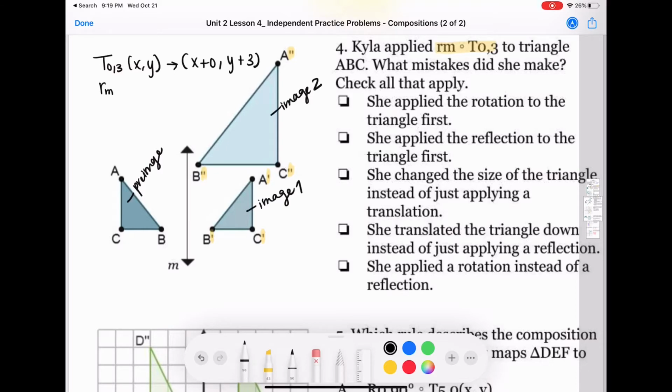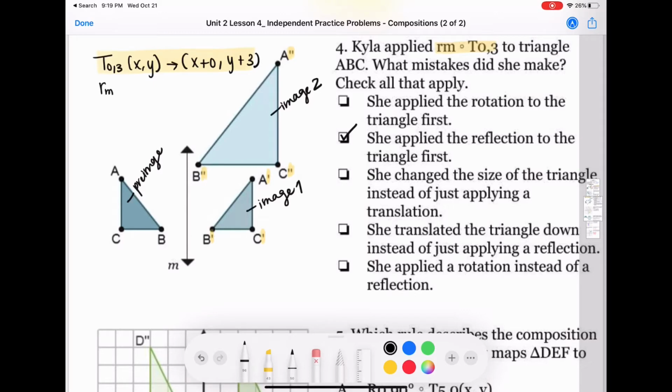So we want to see these different answer choices. And it looks like this statement acknowledges that she applied the reflection to the triangle first, which was her first mistake, right? Because we had to follow the order and actually do the translation first. So let's look for another mistake.